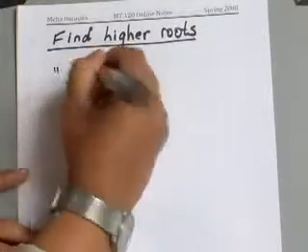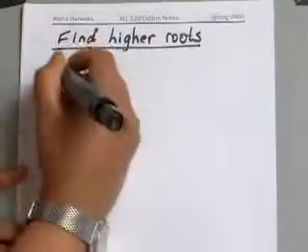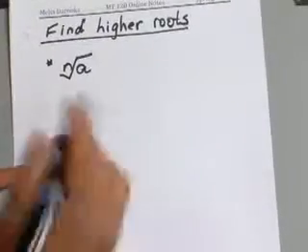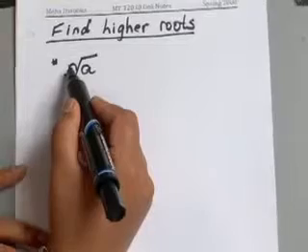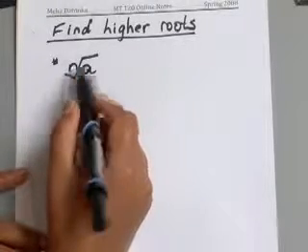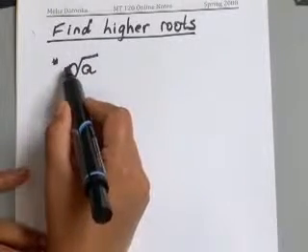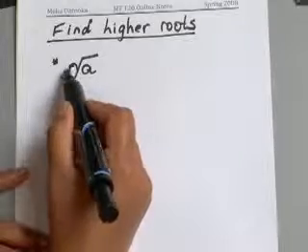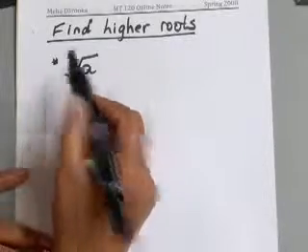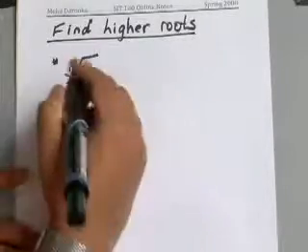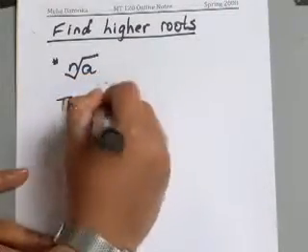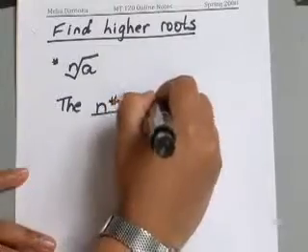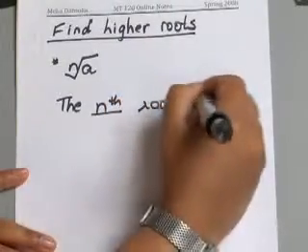nth root of a. Now, the n here will represent what root value you're talking about, okay? That's your index, and basically, if this was a cube root, the n would become a 3. If it was a fourth root, the n would become a 4. So we will call it the nth root because we don't know what n represents. It changes with every problem.